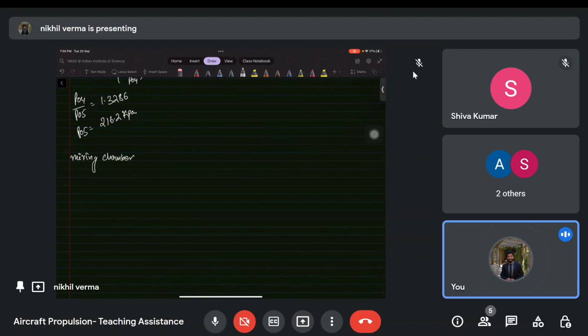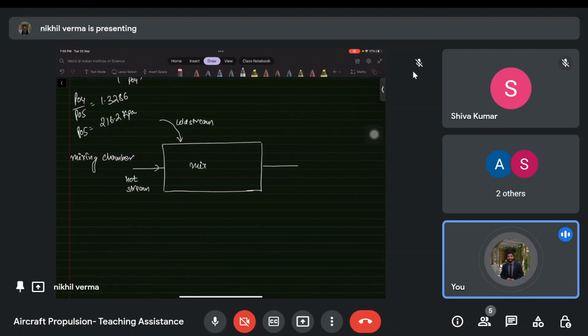Okay, so I'll draw it again. So you have a cold stream, you have a hot stream, and they mix in a duct, and they then pass on. So you have to calculate what is T naught here. T naught for this is given. This is T naught 7. This is T naught 5. Can you calculate what is T naught 6?